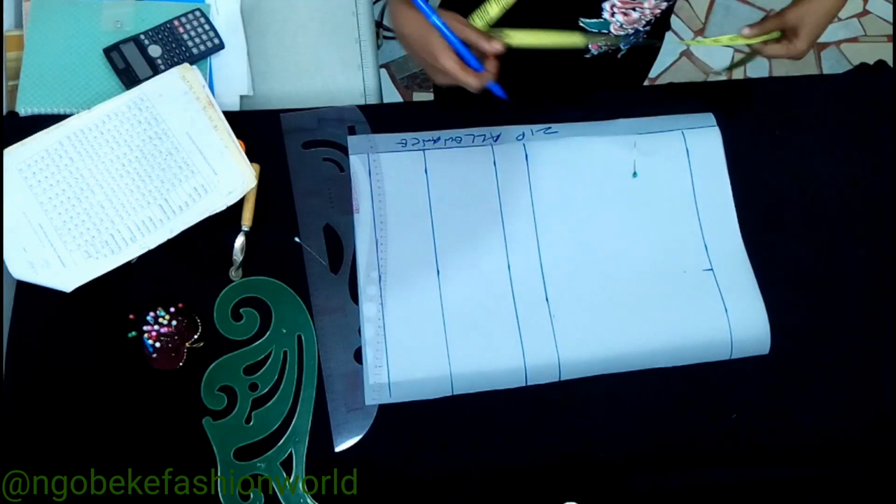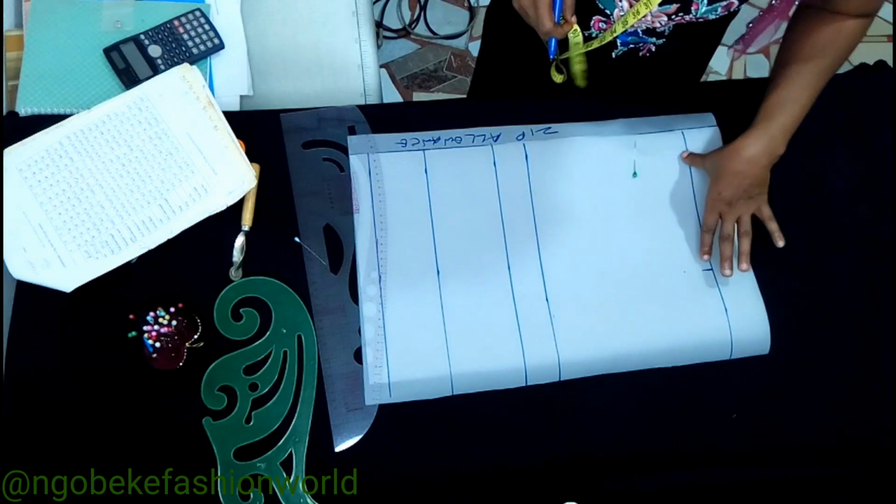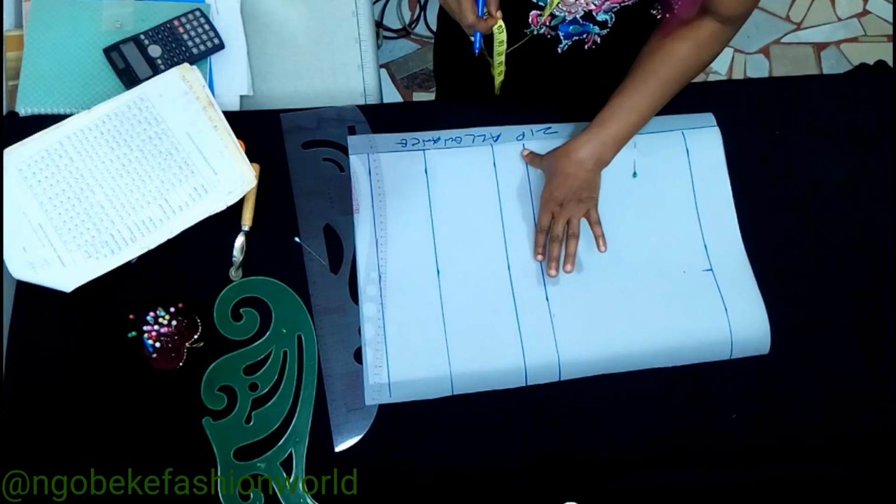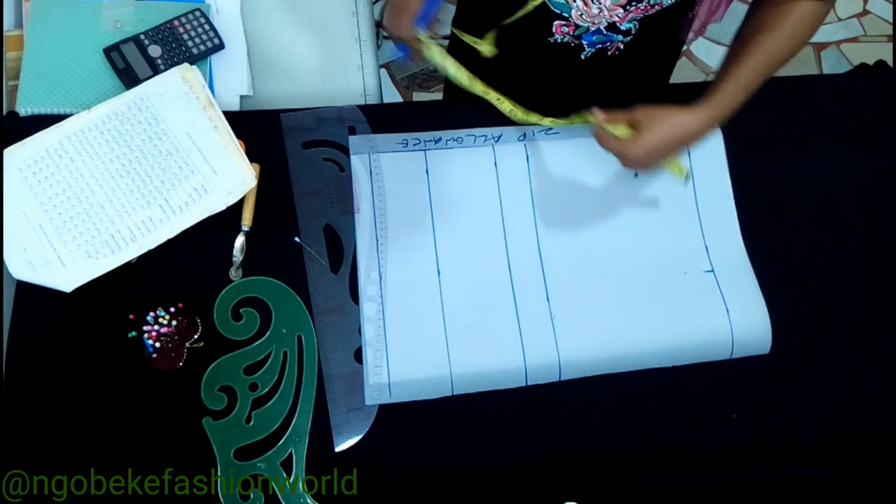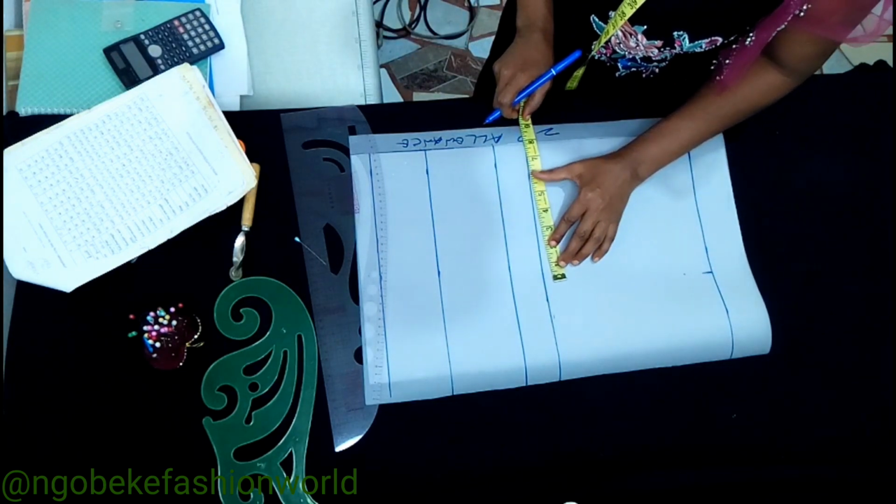So now I'm going to transfer the shoulder length divided by 2. I'll transfer it to the armhole depth line, which is 8.